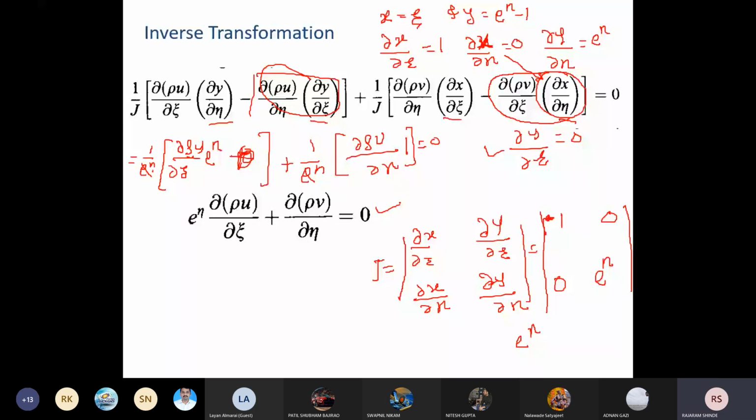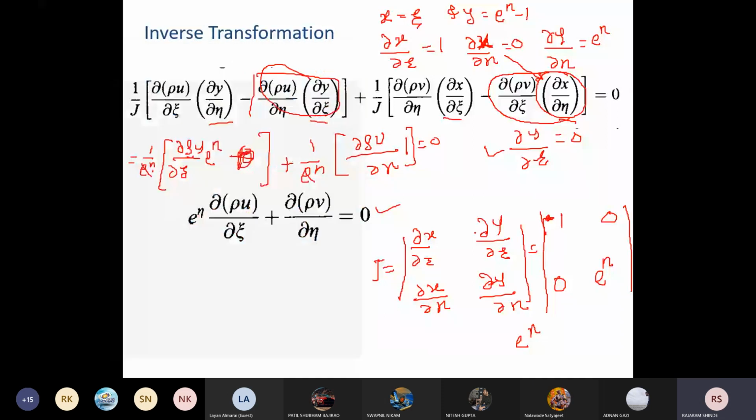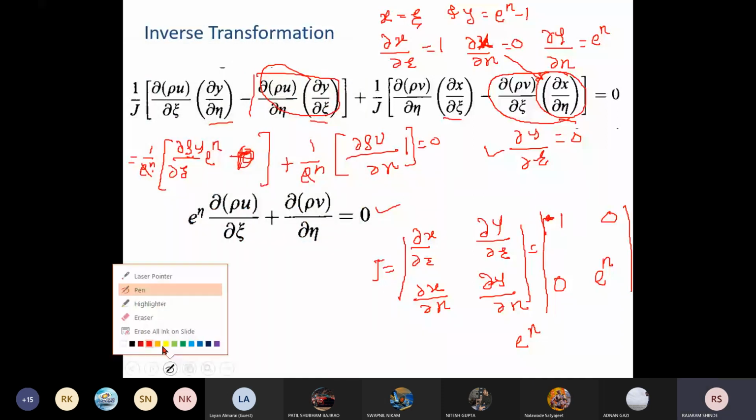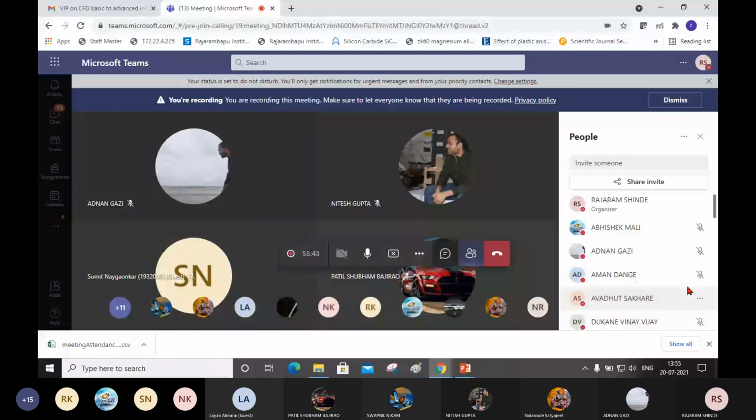And in this way we can transform the governing equation from the physical plane to the computational plane. Have you got it? If you have doubt, you can ask me. Now I think this has cleared your idea. Have you got the concept of what we are going to do? See here, when we use the finite difference method, this process is required. Does someone want to ask a question? Yes or no?